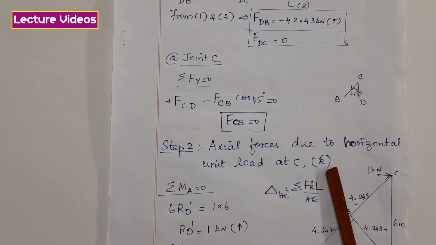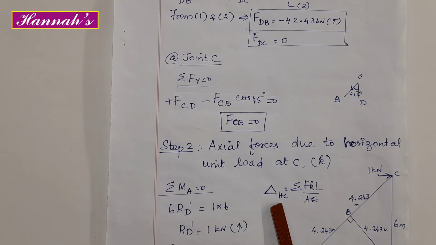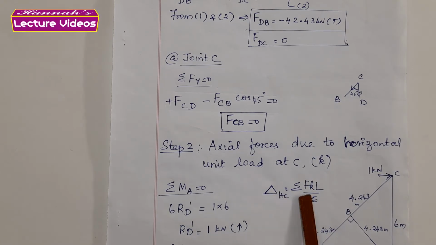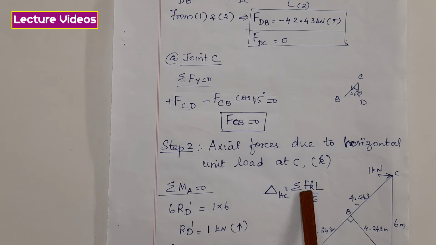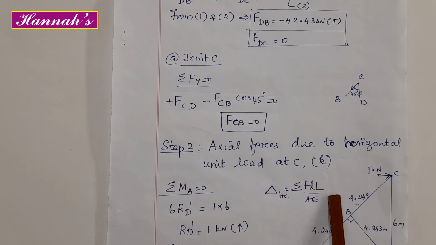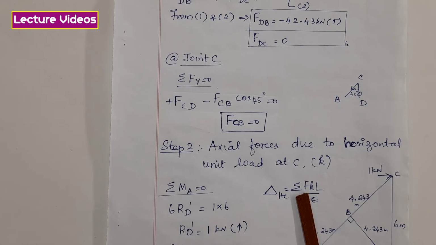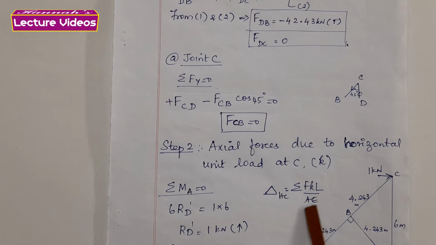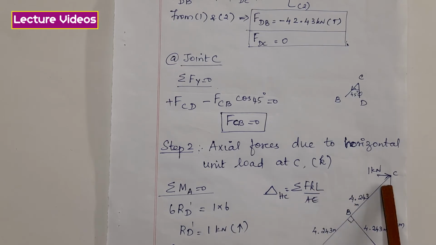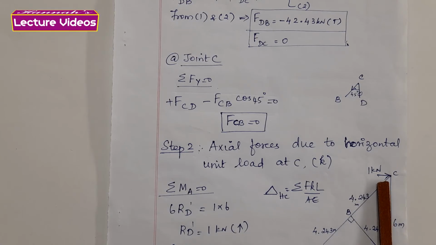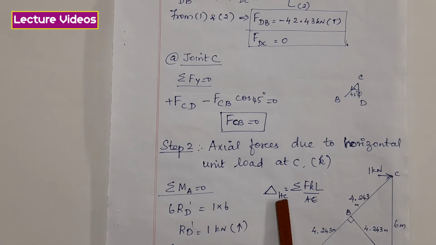Why do we determine K values? To determine the horizontal deflection at C, we need to substitute the values of F, K, L by AE. F is calculated in the previous step. Now we determine what the values of K are. To determine K, I give a unit horizontal load at C. Why have I given it at C? Because horizontal deflection at C is asked.